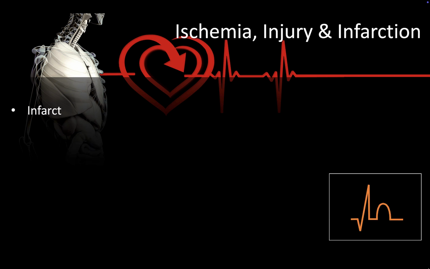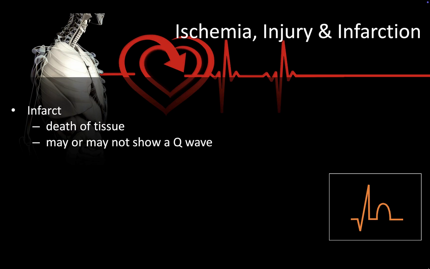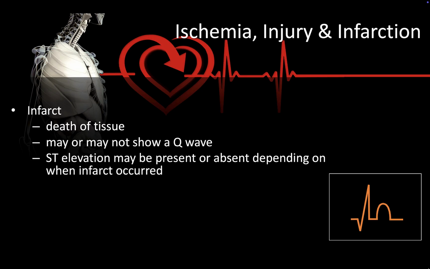In infarct, we're going to see some other changes. We may or may not see a development of a Q wave. Infarct is the actual death of the tissue. So now cardiac tissues are dying. This is not reversible. We may be able to salvage other tissues in the vicinity, but the tissues that have died are going to stay that way. They may or may not show up with a pathological Q wave, and I'll talk about those in a minute.